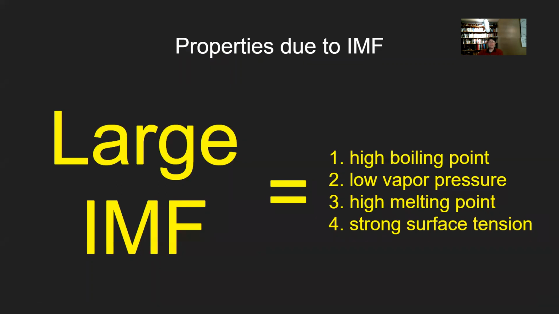When you're looking at intermolecular forces of molecular solids, the boiling point, vapor pressure, melting point, and surface tension will be due to the intermolecular forces. The stronger those intermolecular forces, the higher the boiling point, the lower the vapor pressure, the higher the melting point, and the stronger the surface tension.